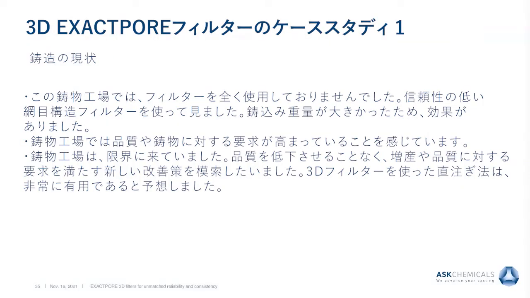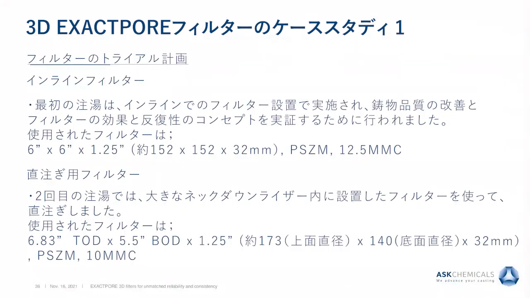The initial situation at the customer is that the customer is not using any filters, but they have tried reticulated foam filters in the past with unrepeatable success due to their large casting pour weights. This foundry was experiencing an increase in quality requirements and demand for their castings, yet they had reached capacity. To supply this increased casting quality and supply demand, the foundry would need to find ways to improve yield without lowering casting quality. Direct pouring with a 3D filter could be very advantageous.